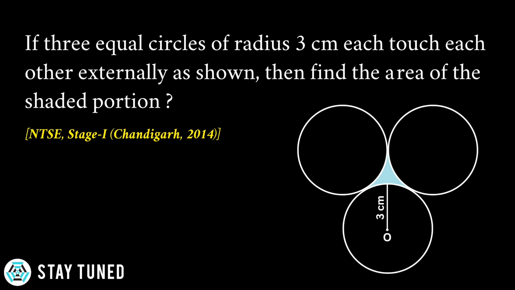Here I have a question. If three equal circles of radius 3 cm each touch each other externally as shown, then find the area of the shaded portion. This problem was asked in second stage of NTSE 2014 as question 71 in Chandigarh. If you want to go through the question paper, I have put the link in the description for your reference.